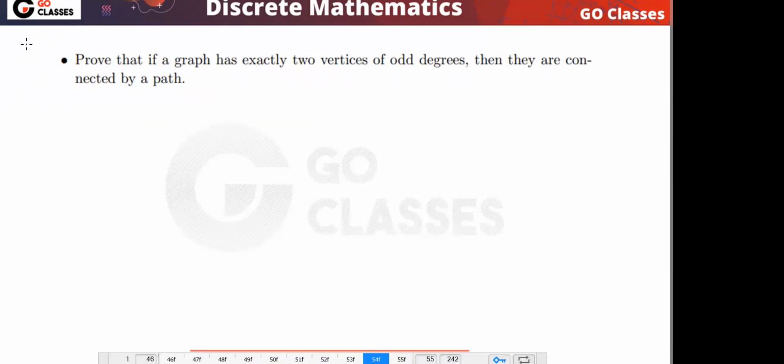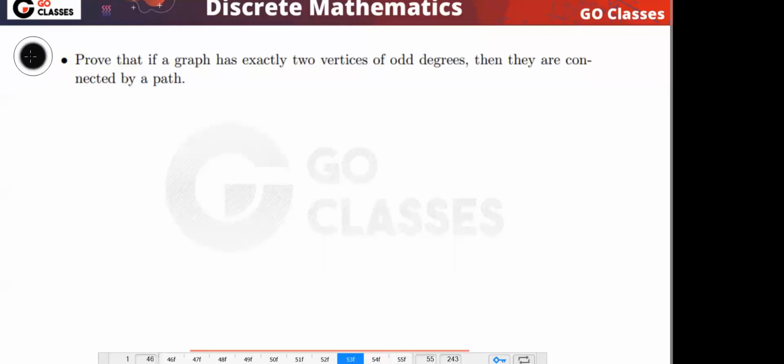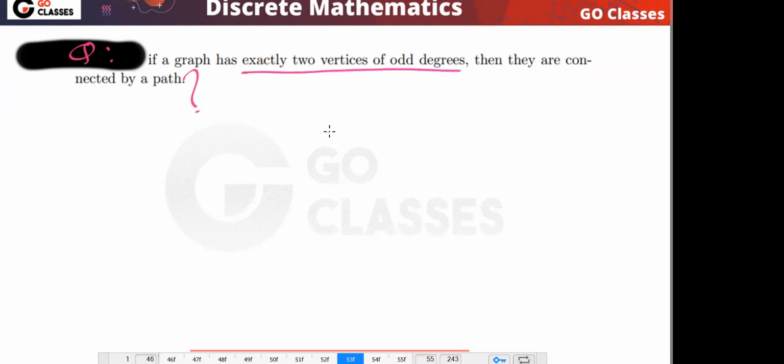Is this statement true? What do you think? Let's frame this as a question. So tell me, is this statement true? If a graph has exactly 2 vertices of odd degree, then they are connected by a path. Why is this statement true?